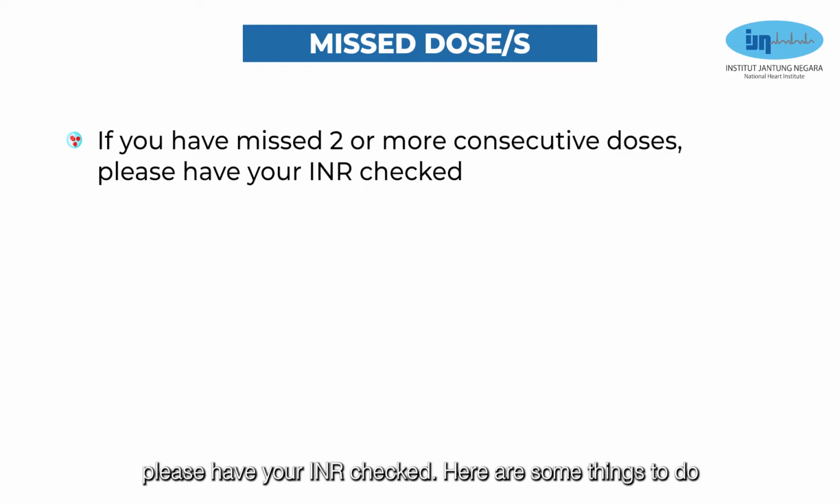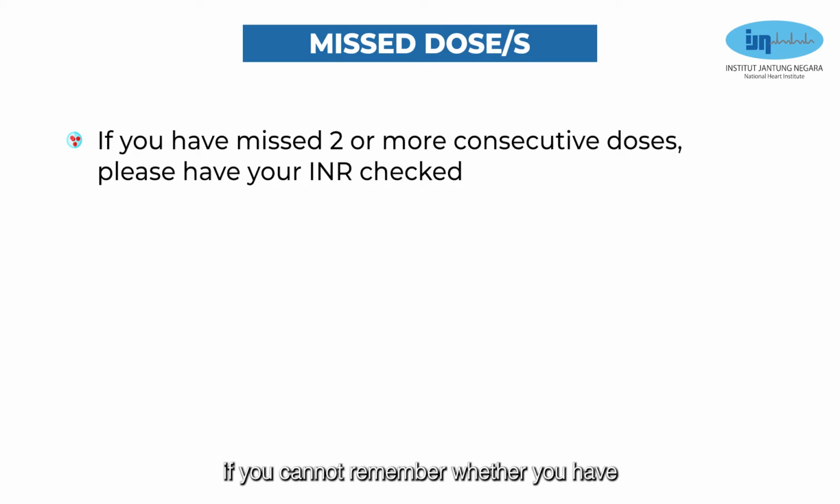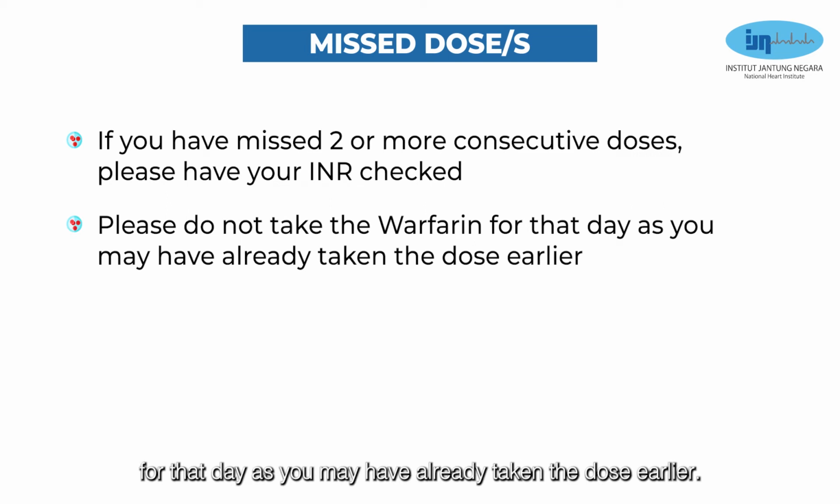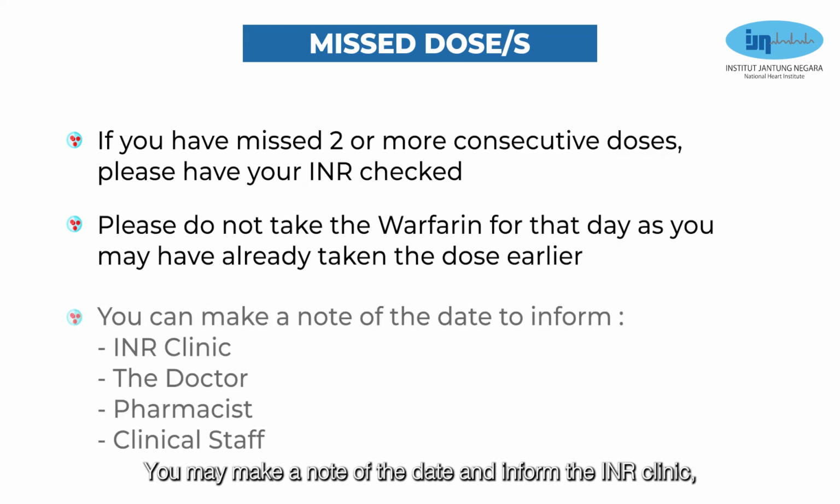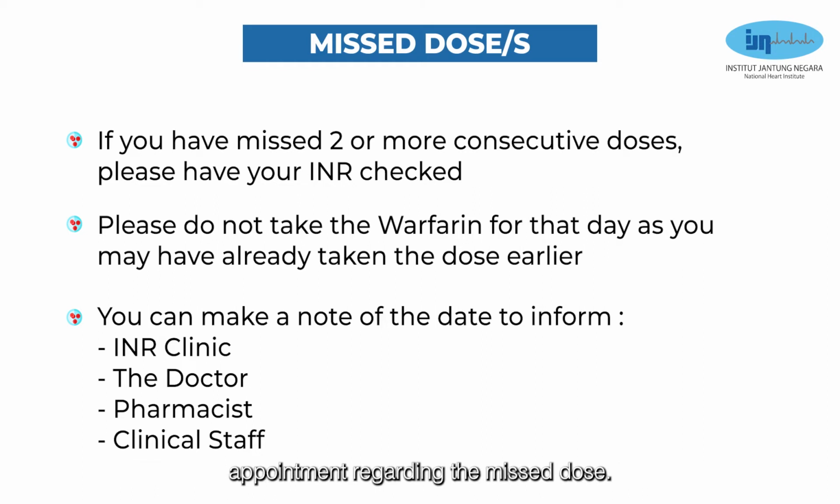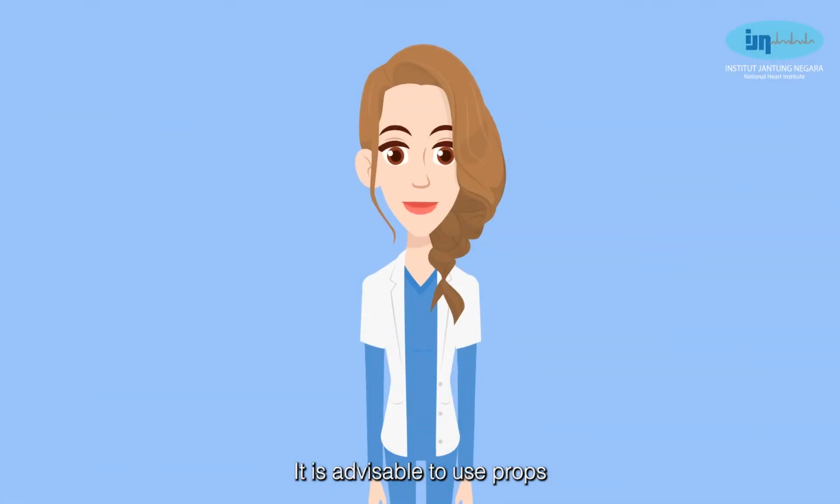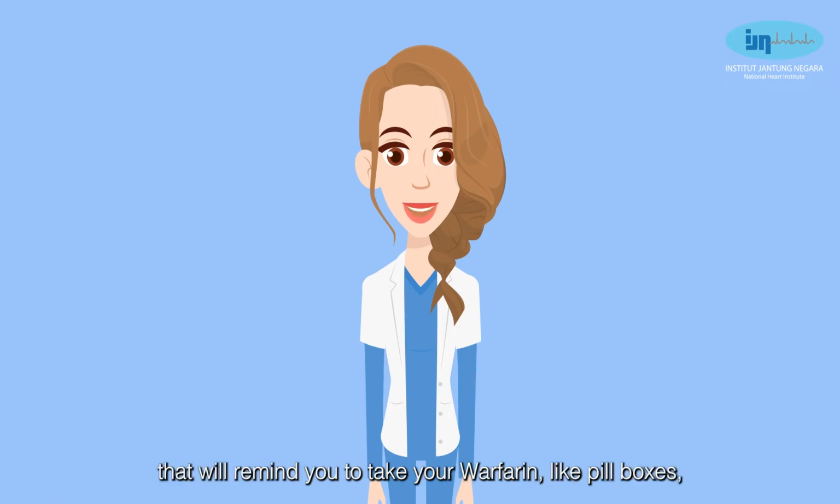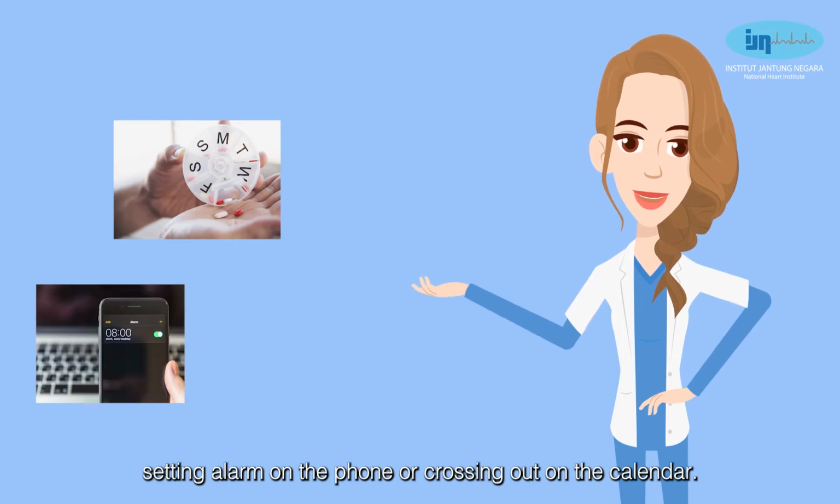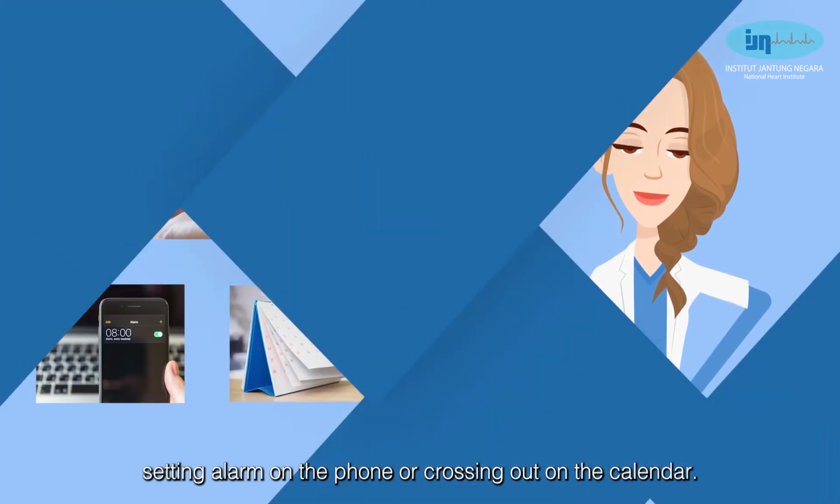Here are some things to do if you cannot remember whether you have or have not taken the medication. Please do not take the warfarin for that day as you may have already taken the dose earlier. You may make a note of the date and inform the INR clinic or the doctor or pharmacy or clinical staff during the next blood test appointment regarding the missed dose. It is advisable to use prompts that will remind you to take your warfarin, like pill boxes, setting an alarm on the phone, or crossing out on the calendar.